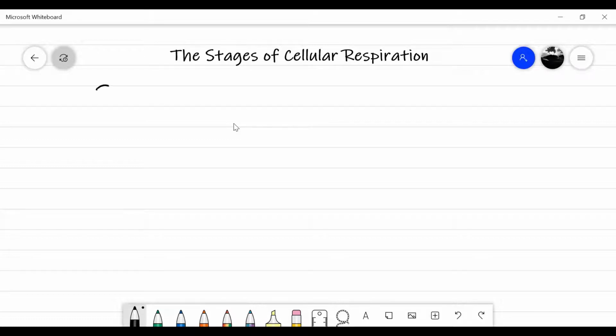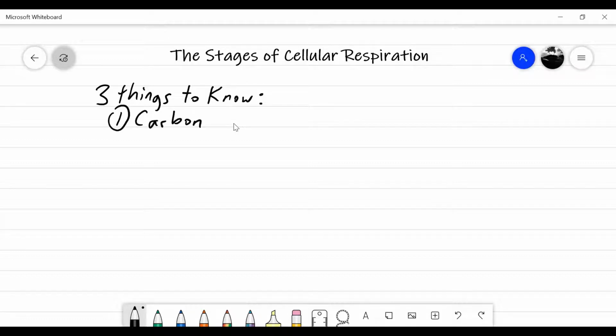Okay, so 3 things to know. When we look at these pathways, there are a ridiculous number of things going on: enzymes, molecules, water, carbon dioxide, ATP. The things I want you to follow are really threefold. Number 1, I want you to follow the carbon. By the carbon, I mean the molecules we're oxidizing, so glucose, pyruvate, and those kinds of things.